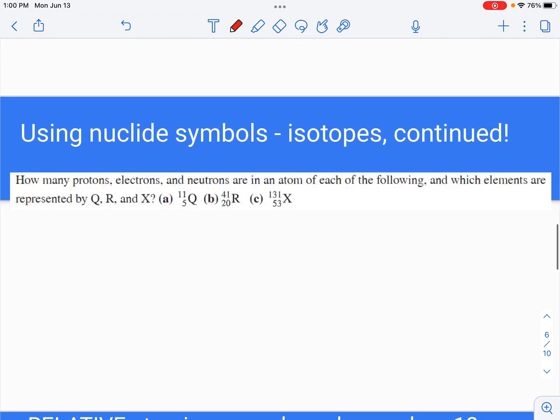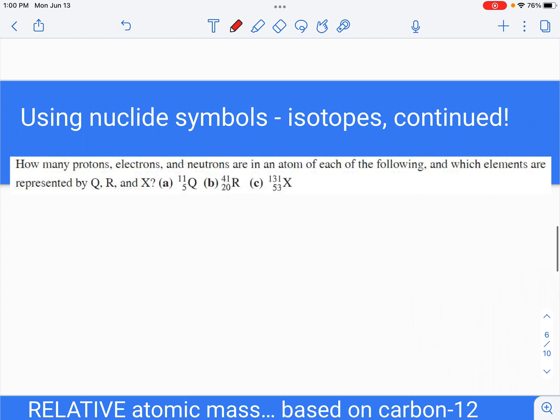I also have for you a question that's asking you to identify these elements. And so remember that to identify these elements, we're going to do this from the atomic number. So when I look this up for Q, atomic number 5 would be the number of protons.